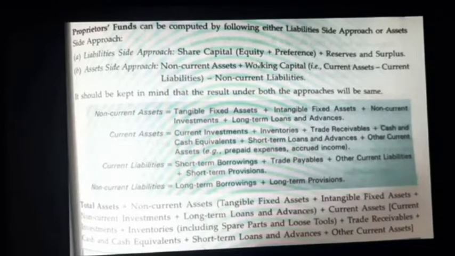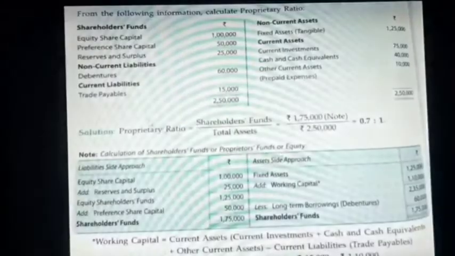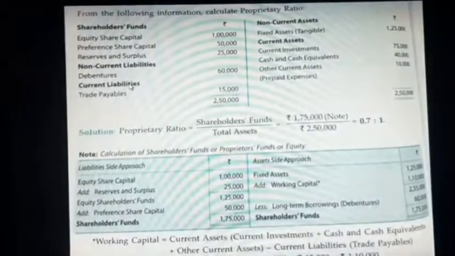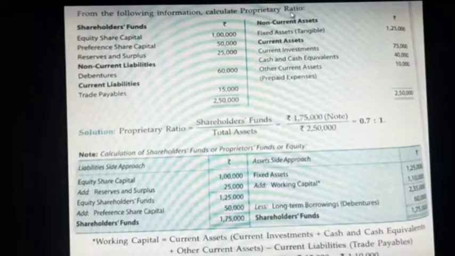You can use any one formula, the answer will be the same. The selection of the formula will depend upon the items given to you in the question. So as per that, you have to move. Now let us do one problem related to the proprietary ratio.